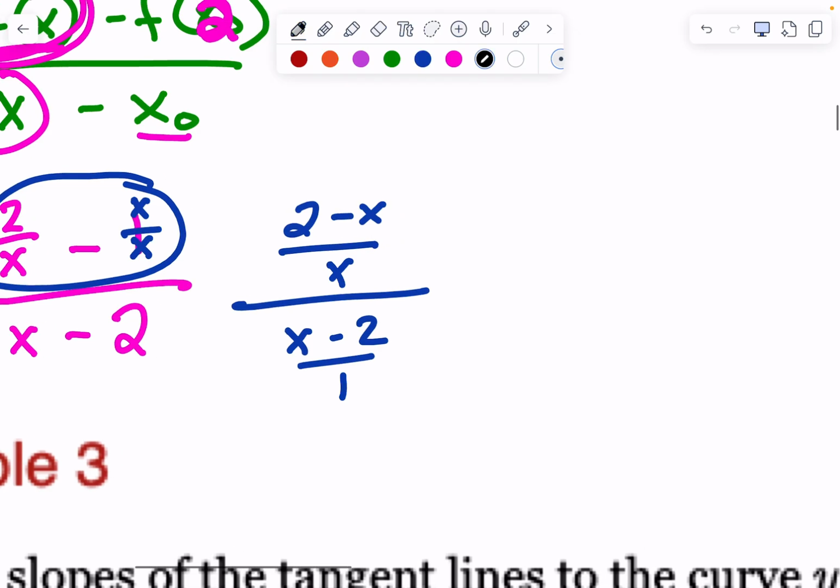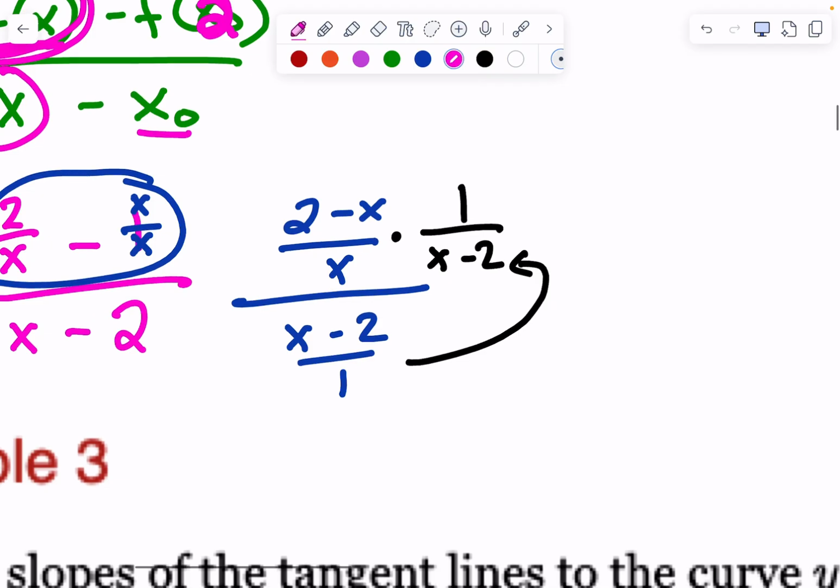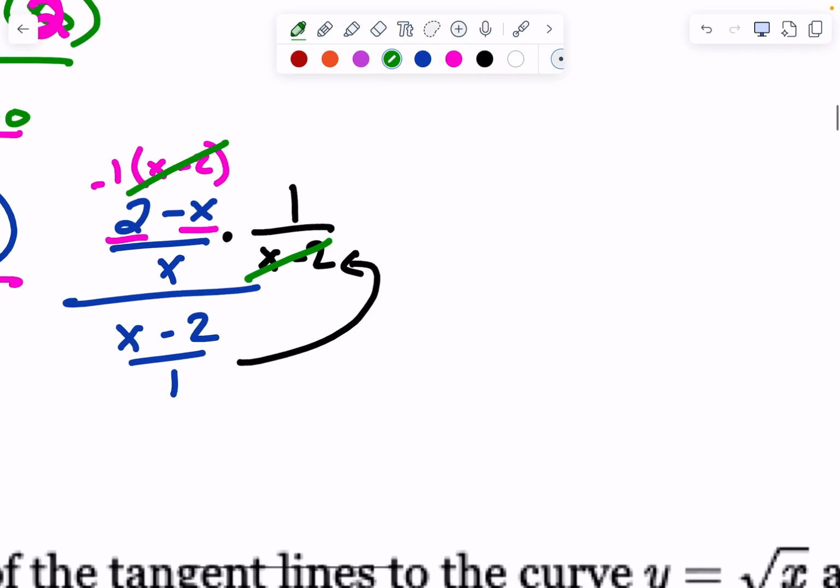Now, let's keep-flip it to the top. So I'm going to do 1 over x minus 2. It would be really super nice if I could cancel these out, but x minus 2 is not the same thing as 2 minus x. Unless I take negative 1 out of this. If I pull a negative 1 out of here, this will be x minus 2. True? Yeah? Yeah. So then, this x minus 2 will cancel with that x minus 2. And all I have left is negative 1 over x.